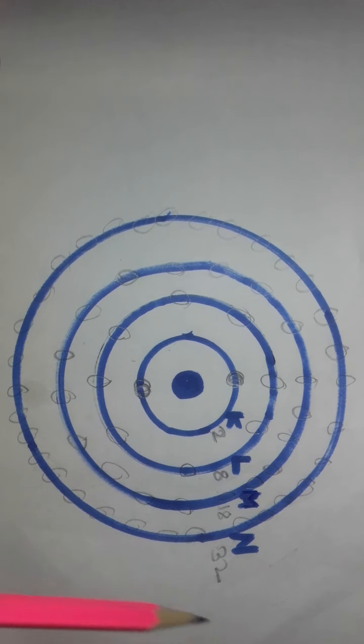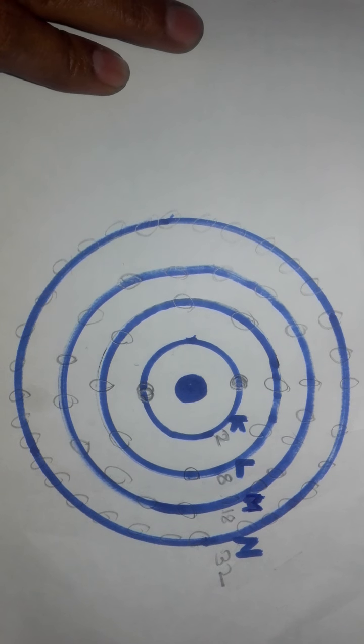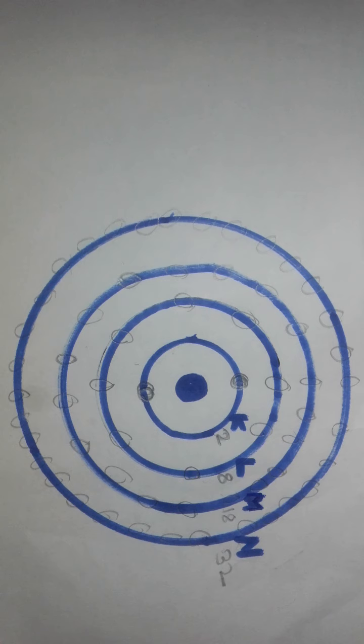Okay, so for the electronic configuration of various elements, various atoms, we should use the atomic number and draw the electronic configuration. And by this we can understand the valency of that different element or atom.